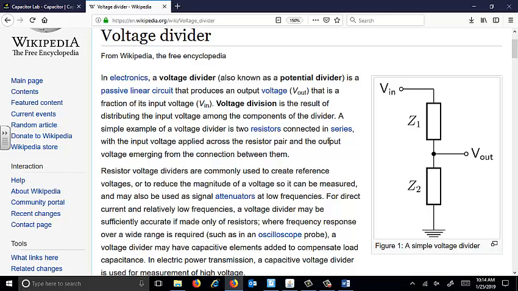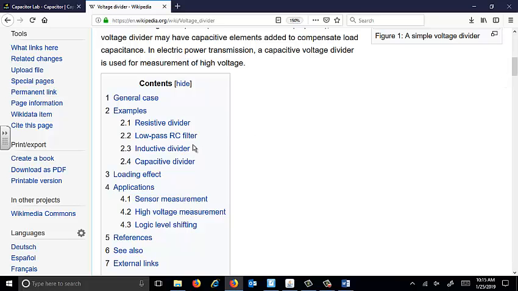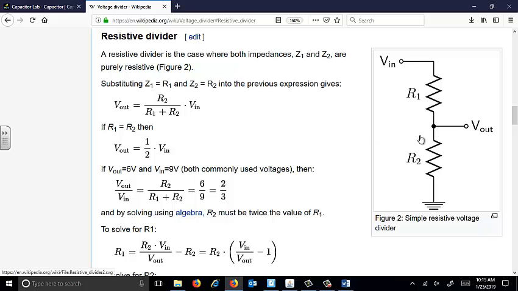What does it say? A simple example of a voltage divider is two resistors connected in series, with the input voltage applied across the resistor pair and the output voltage emerging from the connection between them. Now, what we did was called a resistive divider. You can see this equation, the ratio of V out over V in. V in was 5 volts, V out was what we're measuring. R2 would have been the variable resistance, and R1 the fixed resistance. And that's the equation I think I wrote on the board.